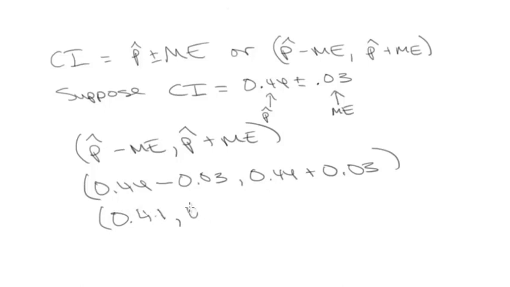0.41 on up to 0.47. Arithmetic in my head, I will always mess that up. So that's how we go from a confidence interval in this form to a confidence interval in this form. Now let's go the other way.